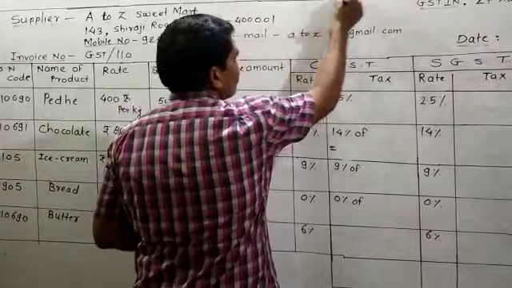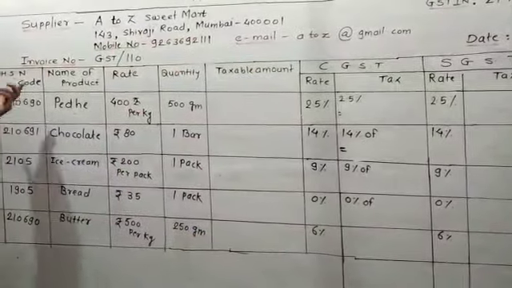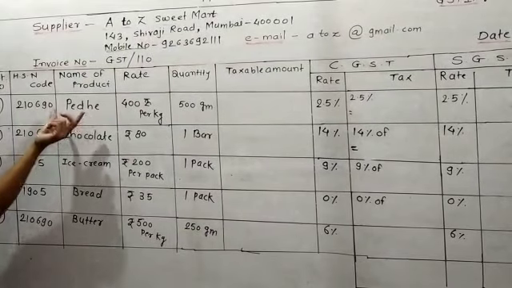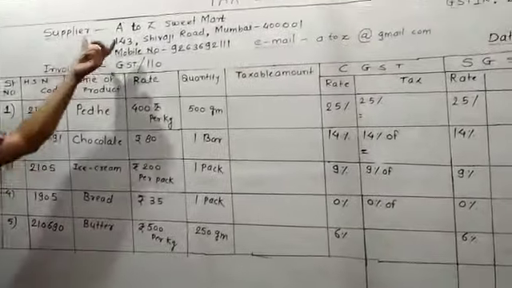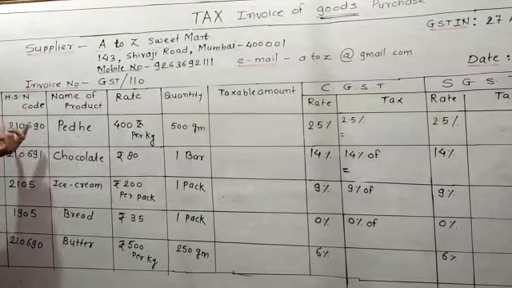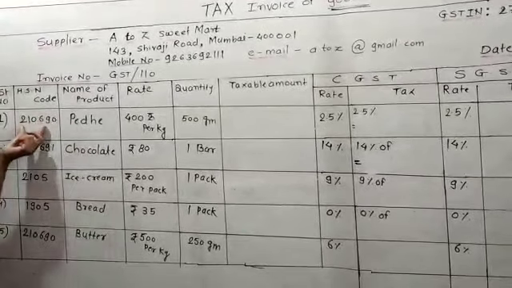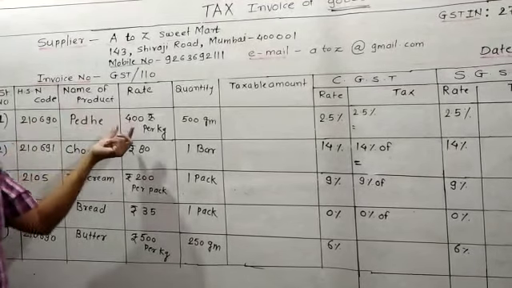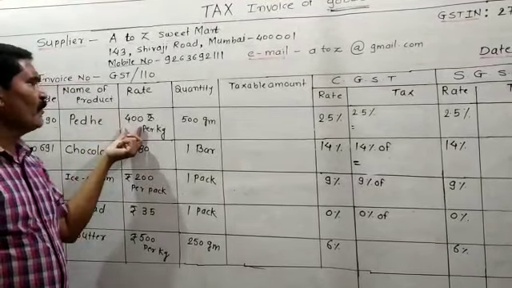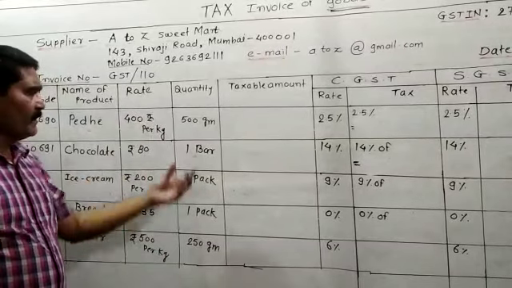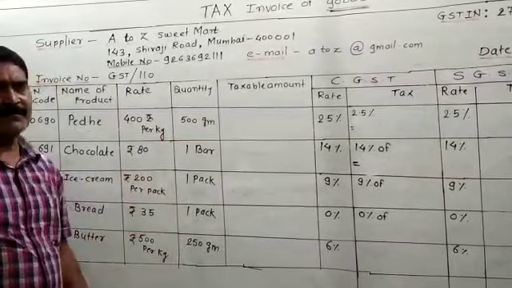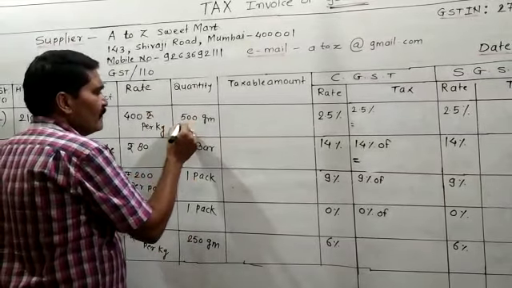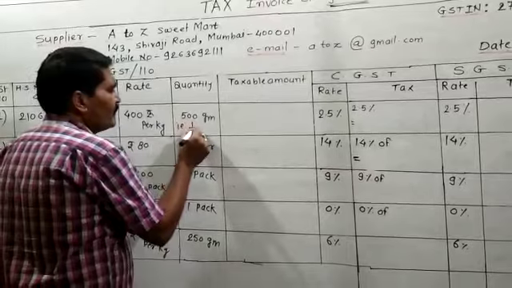HSN code is given. HSN code means, if you purchase peda from A to Z Sweet Mart, the code for this peda is given as 210690. Then the rate is also there. They decided the rate of 400 rupees per kg. He purchased 500 grams, which means half a kg.